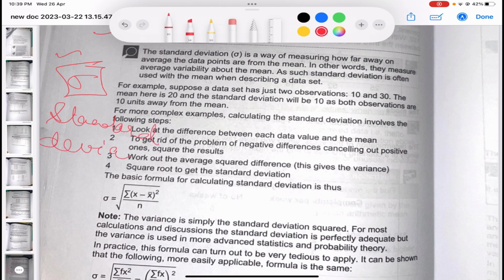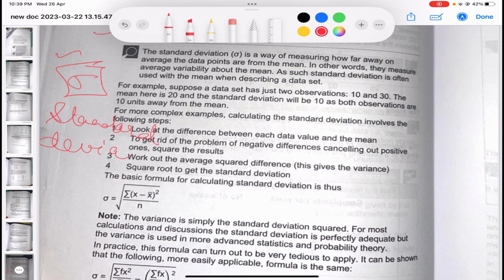The standard deviation is a way of measuring how far away on average the data points are from the mean. So what does the standard deviation actually tell us? It tells us how far my number is from the mean or from the average. In other words, they measure average variability about the mean. As such, standard deviation is often used with mean when describing a data set.